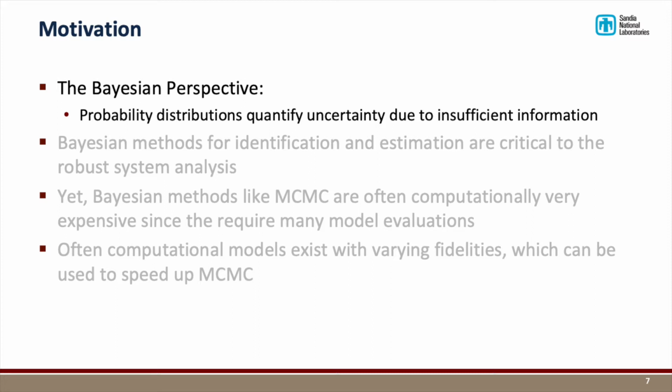Within Bayesian inference, we use probability distributions to represent our uncertainty due to insufficient information about a system. As data become available, however, we're able to update this distribution to reflect this new understanding. And then when we want to make predictions, we need to propagate this uncertainty to the quantities of interest that we're interested in. Bayesian methods are critical for many types of systems, particularly those where there is a lot of uncertainty, so we need to really quantify it rigorously.